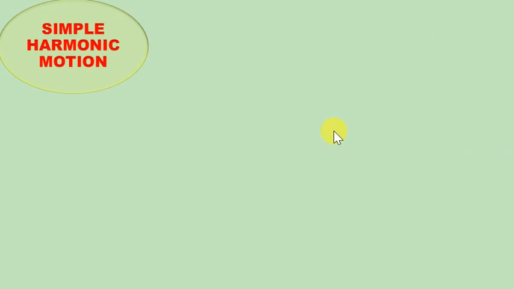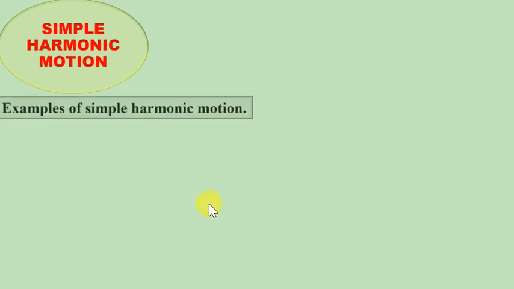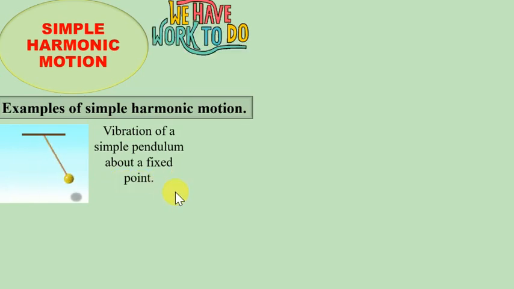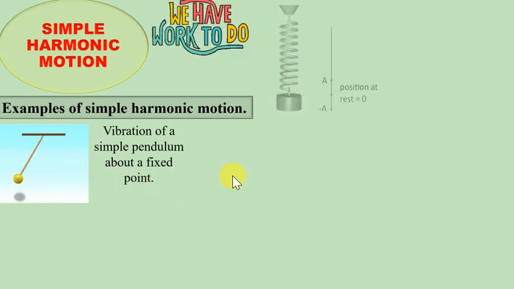We are going to be looking at examples of simple harmonic motion. The first example we are going to look at, as you already know, is the oscillation of a simple pendulum. You can see that it oscillates to and fro about the center here, the fixed position. So, vibration of a simple pendulum about a fixed point. The oscillation of a simple pendulum about the fixed point or the rest position is a good example of a simple harmonic motion. So now we are going to look at the next example.